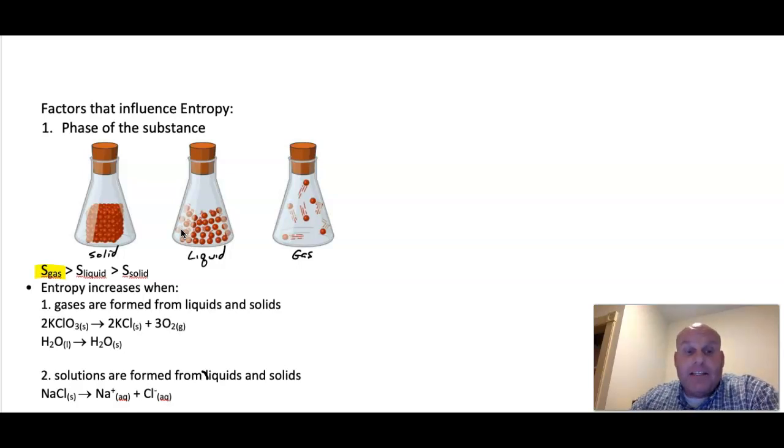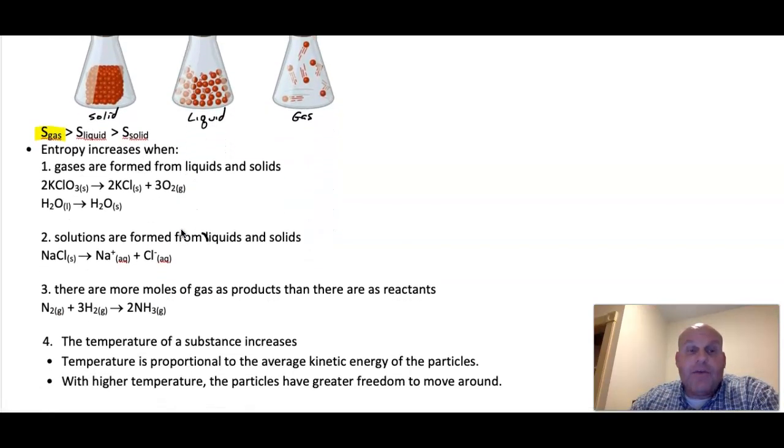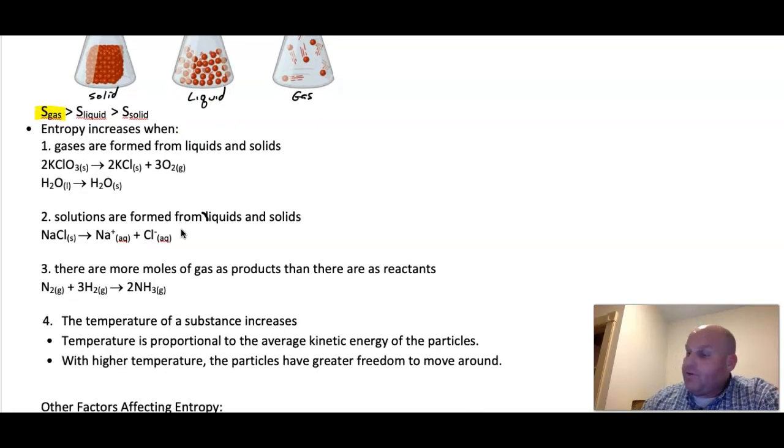If my changes of state occur in a chemical reaction or in a change of state process, then I'm going to focus in on those states, and I can identify whether there was an entropy increase or decrease. So, for example, if we take a look at number one here, if gases are formed from liquids and solids, that would be an increase in entropy. The opposite would be a decrease in entropy.